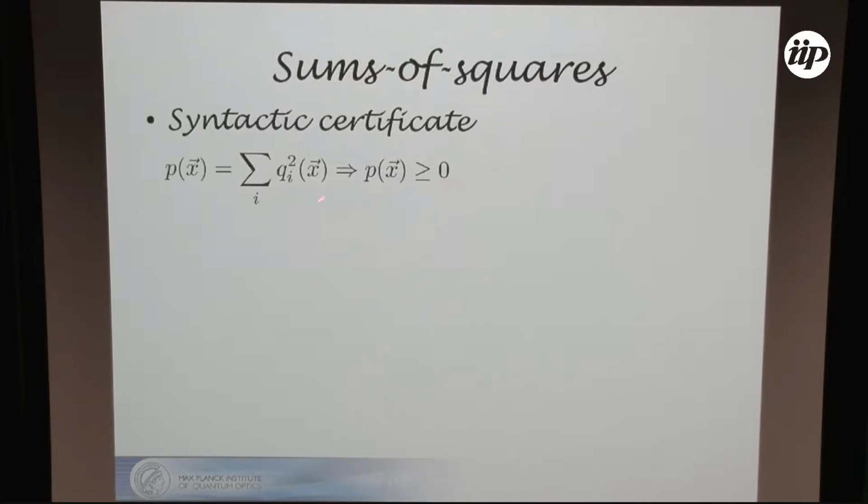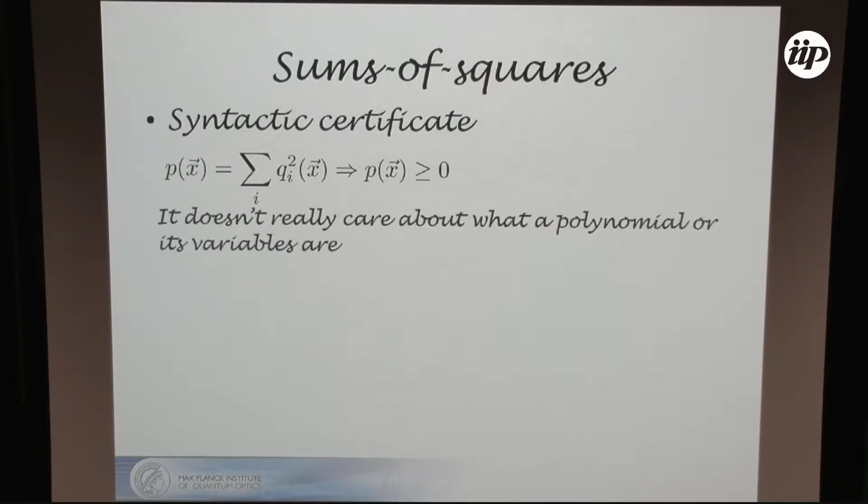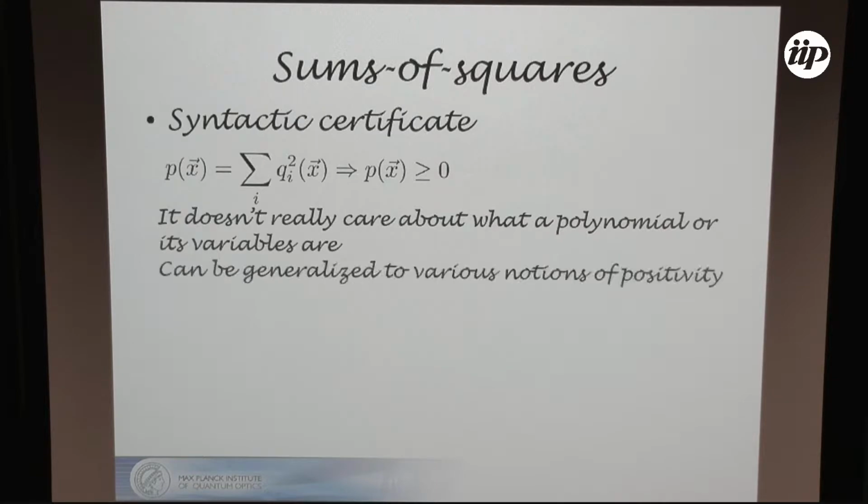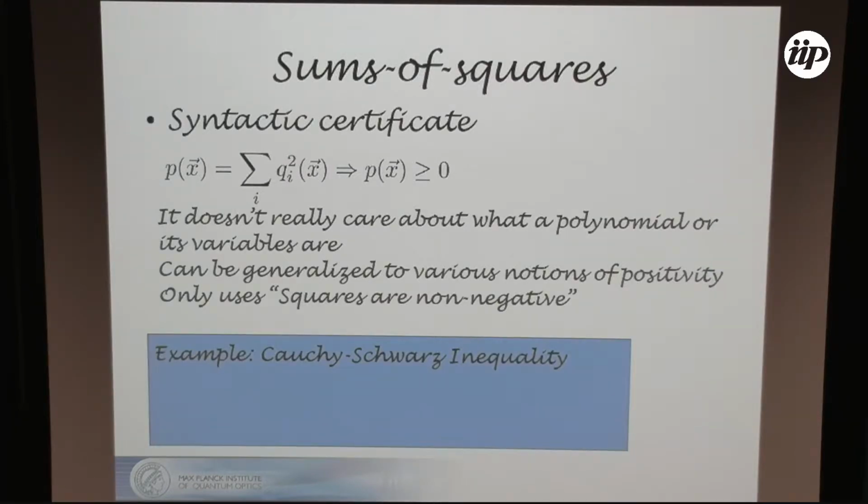So the only logic that I'm using here is that squares are non-negative, right? So I add them, and then I have the proof of positivity, right? But it doesn't really care about what a polynomial or its variables are, right? So you can generalize it in many ways. And for instance, if you want to prove the Cauchy-Schwarz inequality, it follows trivially from writing it in this form, just as an example.